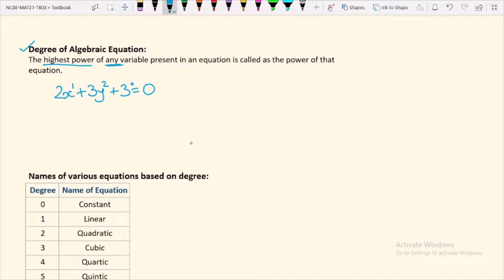So which one is the highest power? 2 is the highest power. So 2 will be the degree of this whole equation. 2 will be the degree. Here the degree is equal to 2.